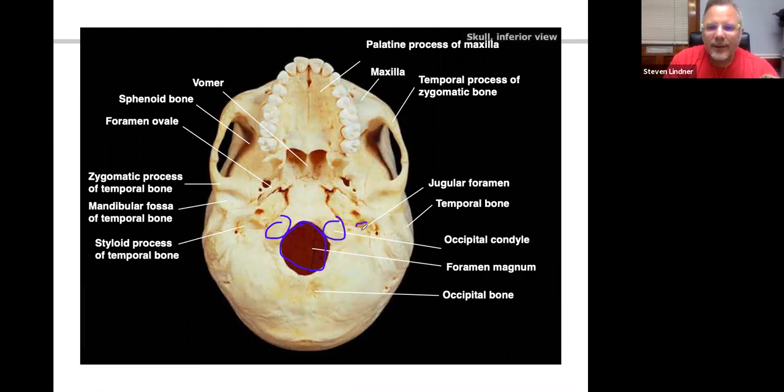This little hole right here is called the jugular foramen. We're going to go through all the foramina and understand what cranial nerves and what structures go through there.